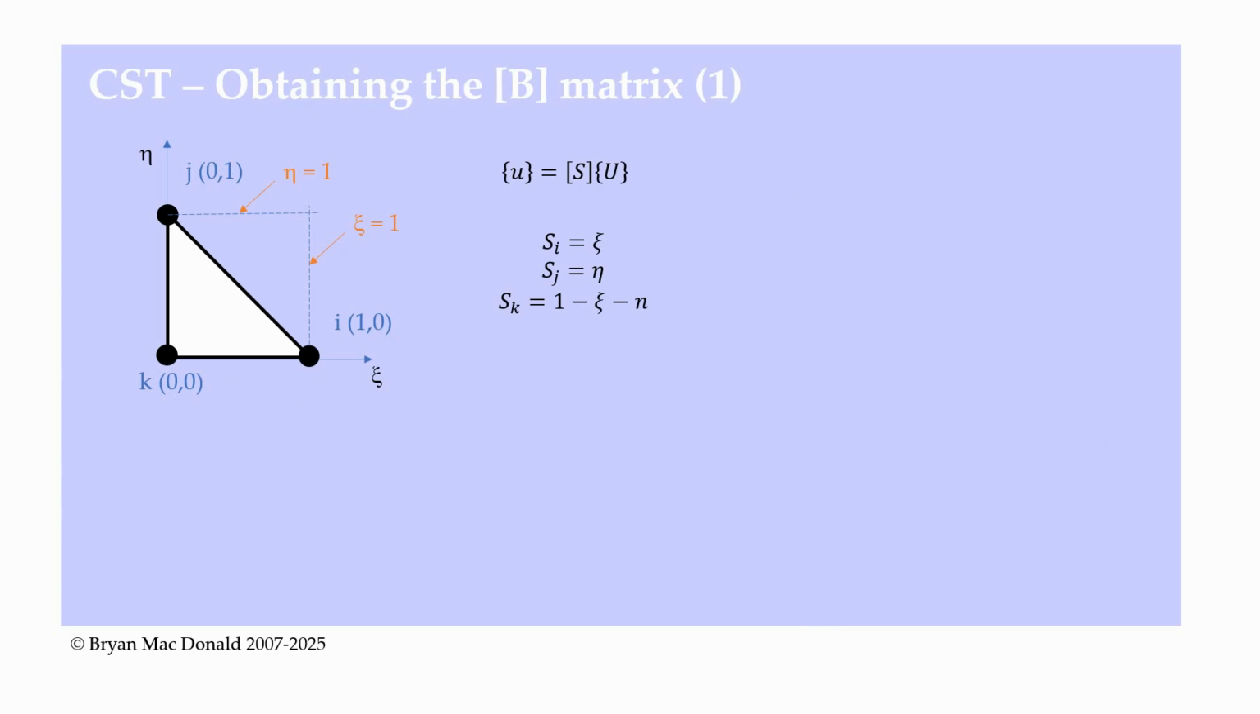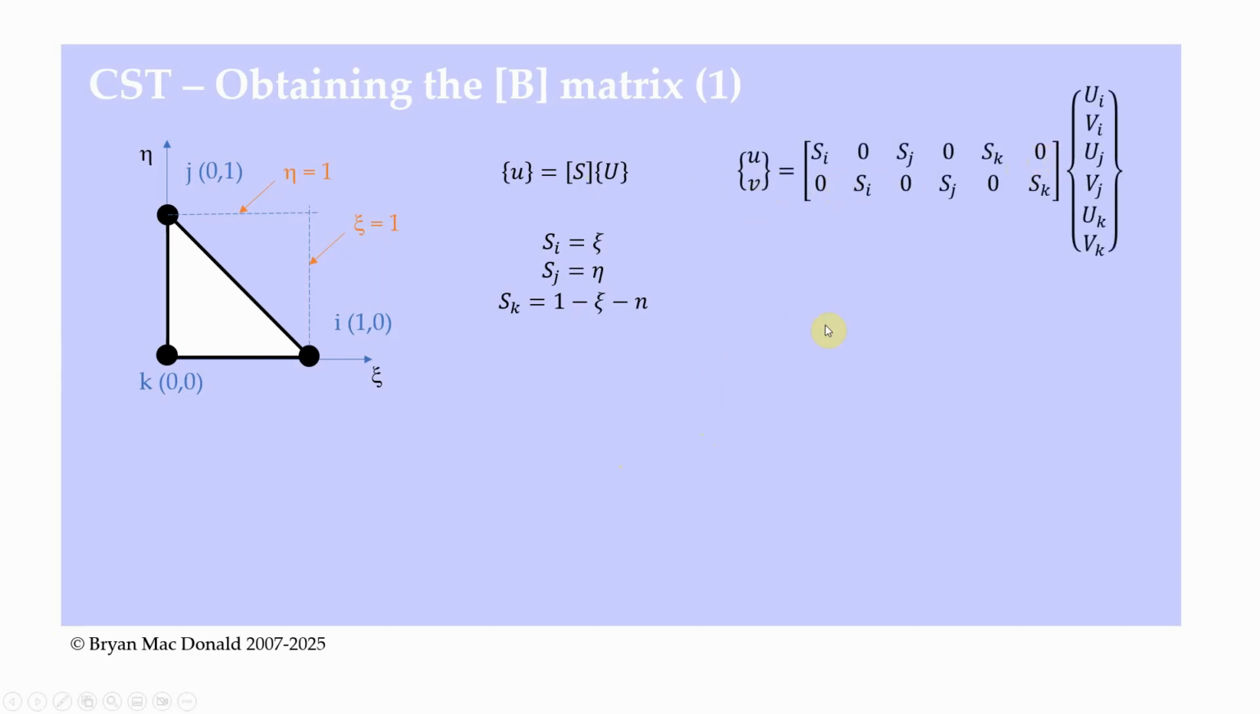So if we can determine the B matrix, then we can form the stiffness matrix, and then we can formulate an FEA and go ahead and solve some problems using it. So this is just some of the information that we've already established. Our 3-node element in its natural coordinate system. We have u is equal to S times u, and we have our three shape functions. And again, we can expand out our u is equal to S times u if we like.